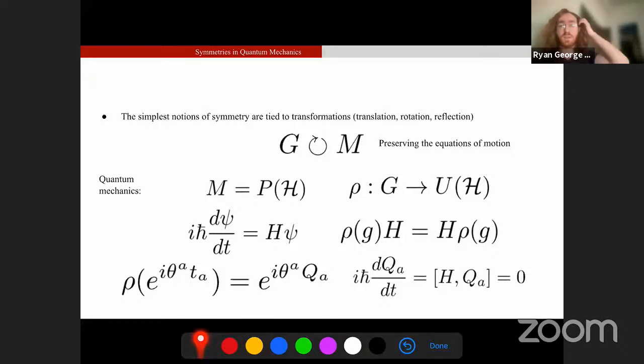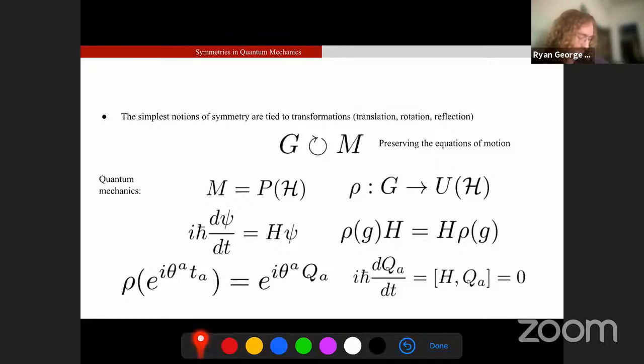So again, if we have a Lie group, then this has a little bit of a simpler form, which is every element of the group can be written as the exponential of some Lie algebra generators with some parameters theta. And if we apply rho to this, it's also the exponential of some Hermitian operators Q on Hilbert space. So these Q, they're observables because they're Hermitian. So they're things that you can measure.